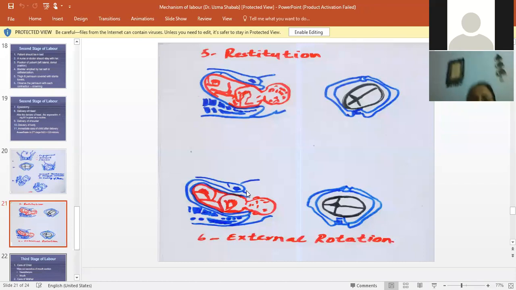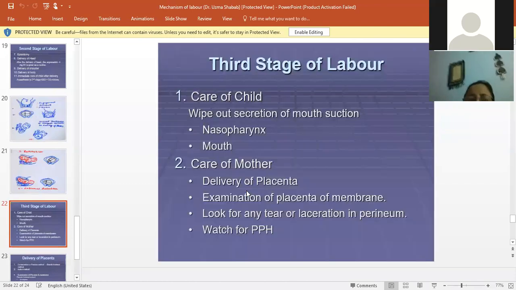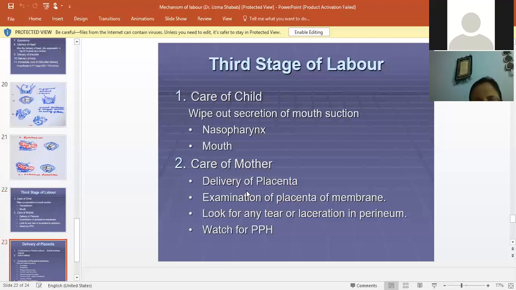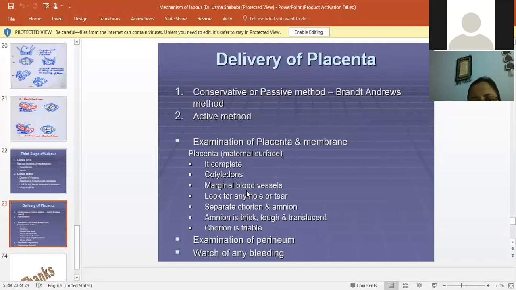During the third stage of labor, what do we do? Care after the delivery of the baby: care of the child, wipe out the secretions from the mouth by means of suction of the nasopharynx and the mouth. Care of the mother: delivery of the placenta, examination of the placenta, look for any tear or laceration in the perineum and watch for PPH.